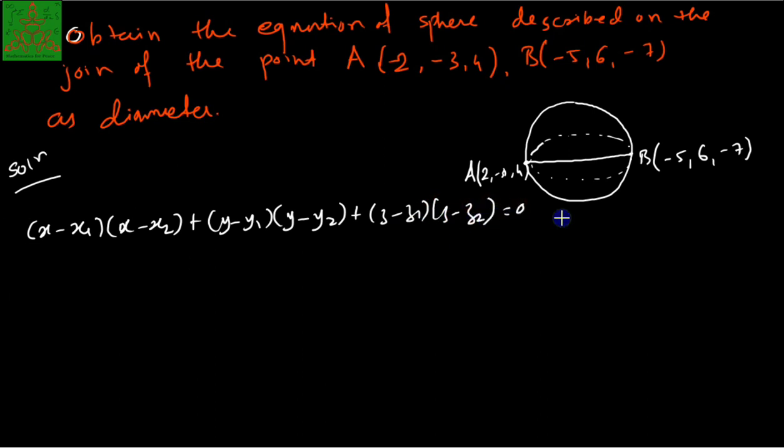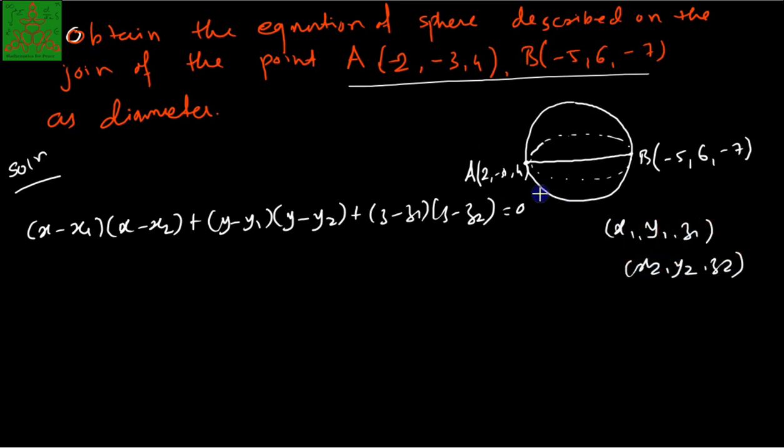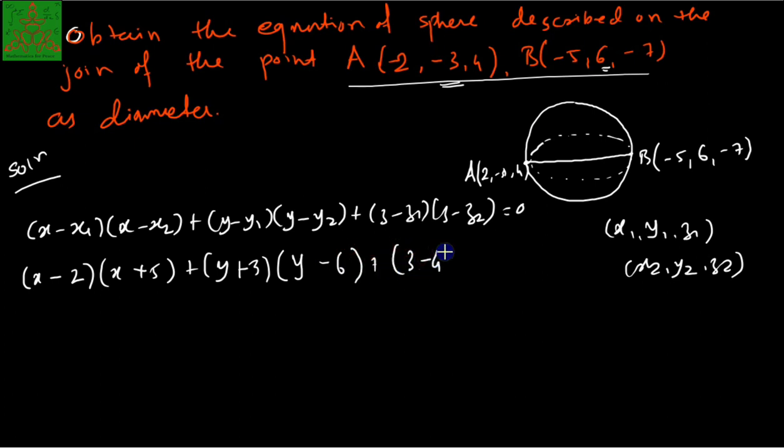This is the way the equation of the sphere is written when the extreme points of a diameter are given as x1, y1, z1 and x2, y2, z2. Now we just need to substitute these values of x1, y1, z1 and x2, y2, z2 here. So that will give you (x minus 2)(x plus 5), then instead of y1 we have minus 3, so it is (y plus 3)(y minus 6), plus (z minus 4)(z plus 7) equal to 0.